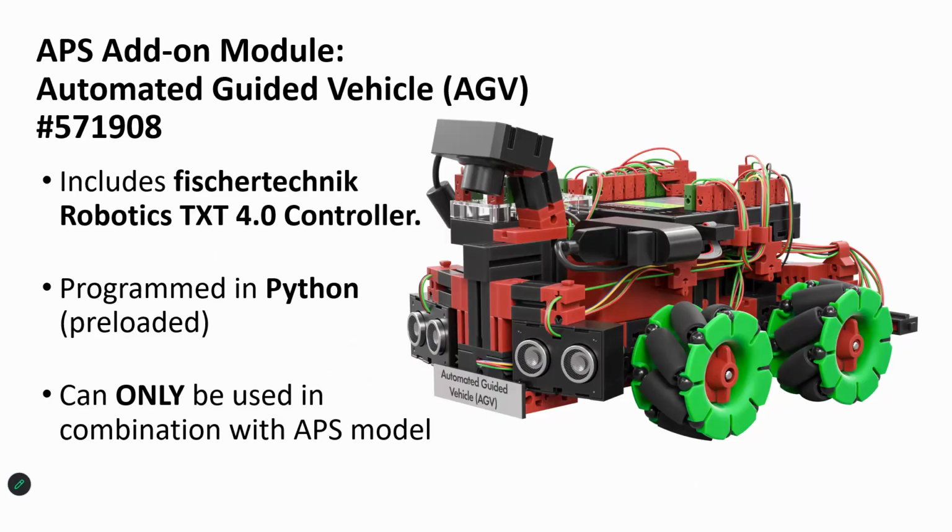Now, this model does ship with a pre-programmed fischertechnik Robotics TXT 4.0 controller, and is with the version included with the APS. Again, the programming is in Python. This can, of course, only be used in combination with the APS model and is not intended as a freestanding model to be used on its own. The dimensions for the model are approximately 10 by 7 by 5.5 inches, and it has a weight of just about 3¼ pounds.